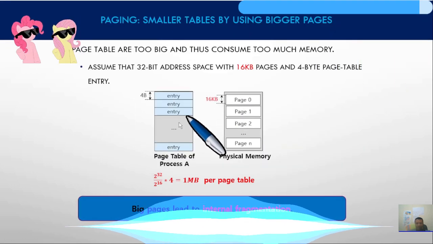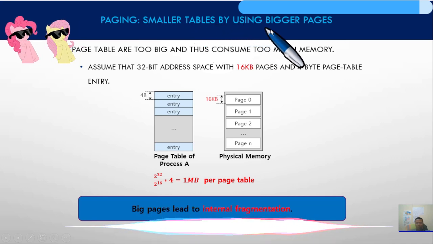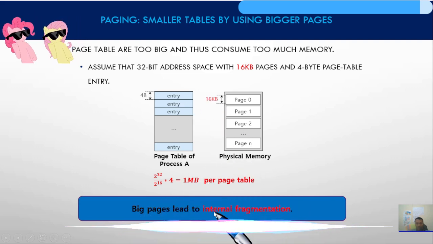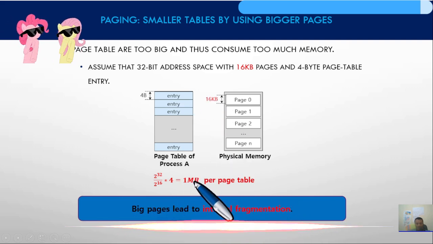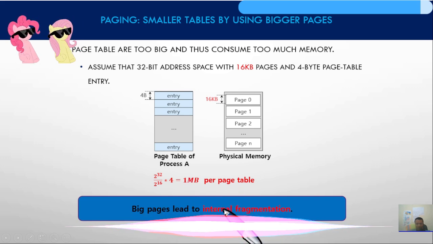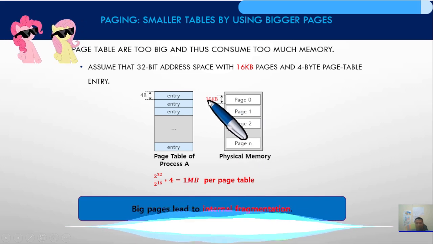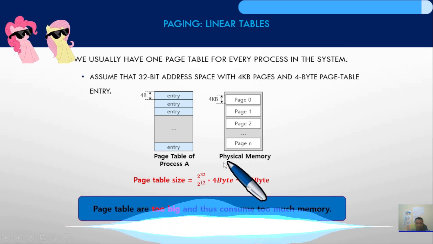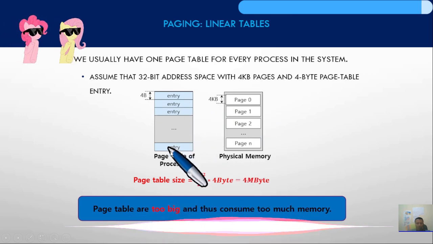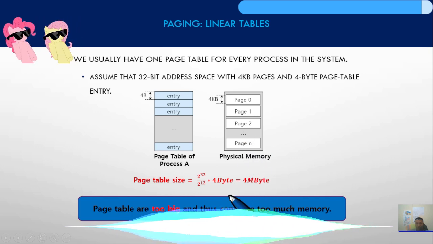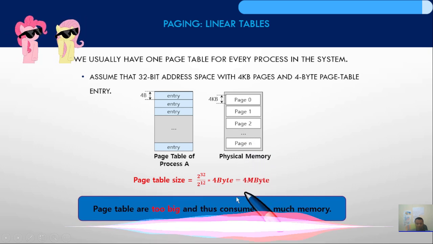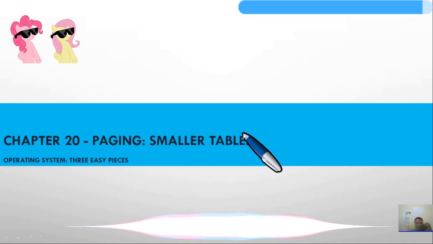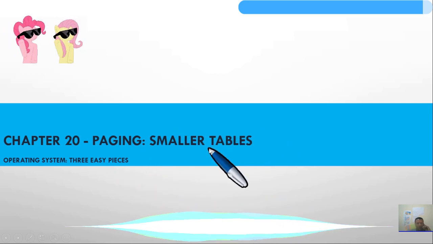We have seen this problem. A small table using bigger pages also gives us smaller page tables, with 1 megabyte pages, but the problem is internal fragmentation. Whenever we increase the page size, internal fragmentation is expected. But this one was good because the page size and the virtual address size are the same. But the issue is that we need a huge amount of memory. The page table is too big and consumes too much memory. So in a nutshell, that was chapter 20, paging: smaller tables.